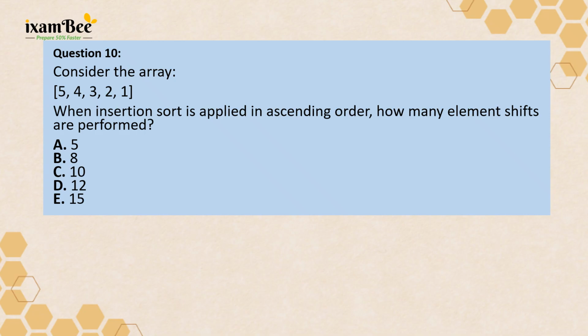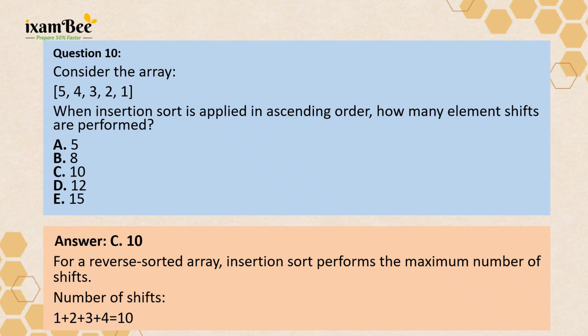In this question, you are given an array which is 5, 4, 3, 2 and 1. When insertion sort is applied in ascending order, you have to tell how many element shifts are performed. Here, the answer is C, 10. For a reverse sorted array, insertion sort performs the maximum number of shifts. So the number of shifts would be 1 plus 2 plus 3 plus 4, which is equal to 10.